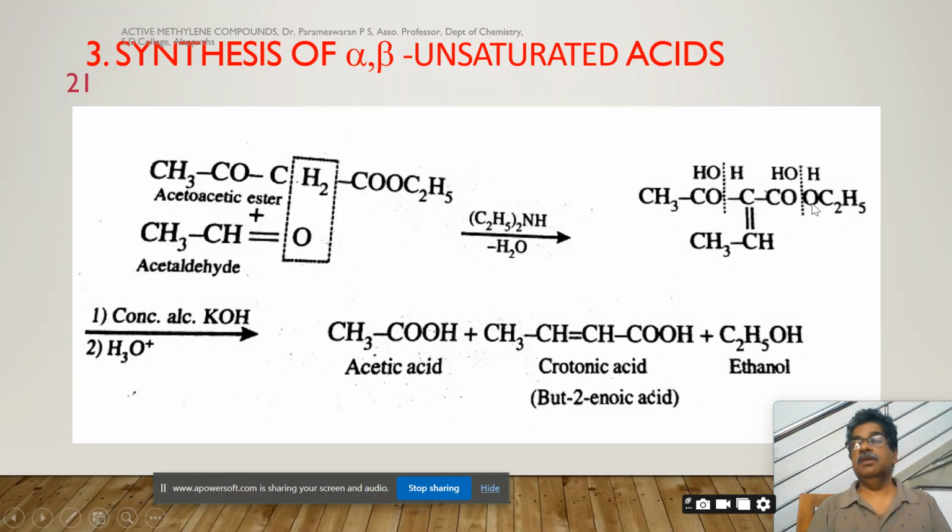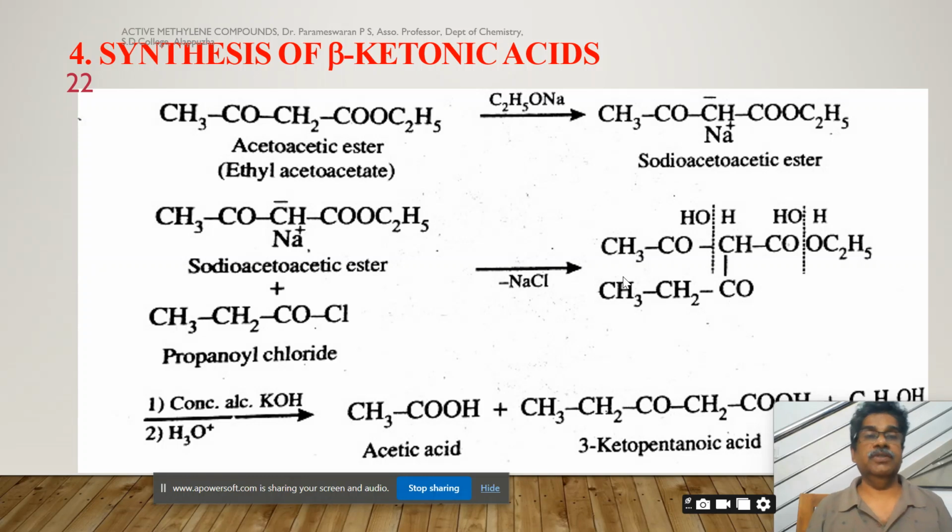When it undergoes hydrolysis with concentrated alcoholic potassium hydroxide, what will happen? One molecule is acetic acid, the other molecule is CH3CH double bond CHCOOH, that is crotonic acid. That is but-2-enoic acid or crotonic acid. So you can synthesize alpha beta unsaturated acid.